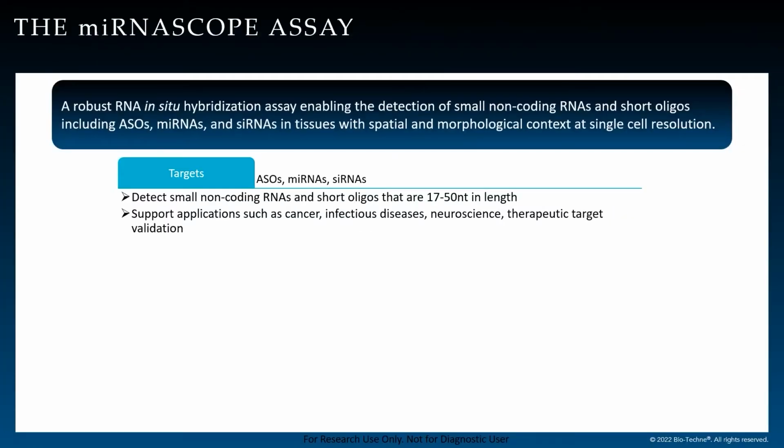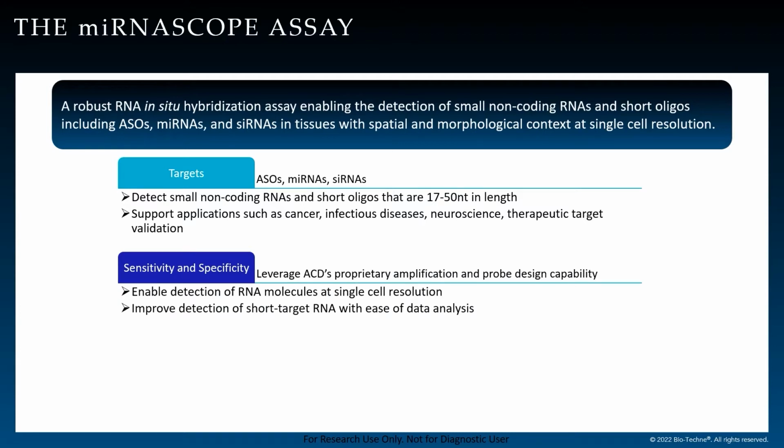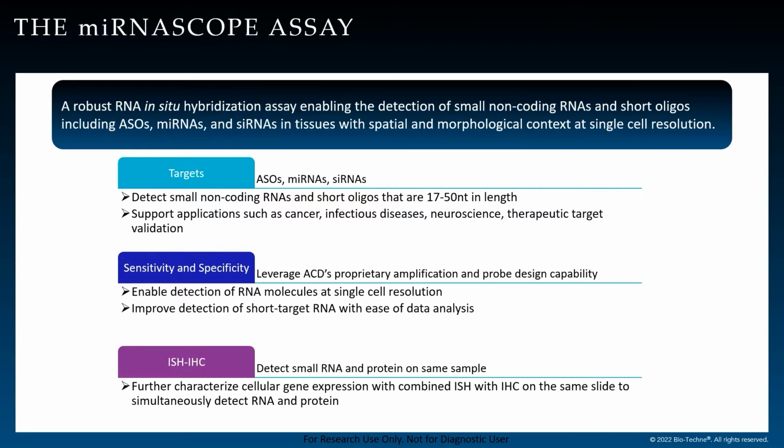The miRNAscope assay has the capability to detect small non-coding RNAs and short oligos between 17 and 50 nucleotides in length, including antisense oligonucleotides, microRNAs, and small interfering RNAs. Like all of our assays, miRNAscope provides detection at single-cell resolution. The high sensitivity and specificity of miRNAscope improve detection of short target RNAs to facilitate data analyses. Users can also combine miRNAscope with immunohistochemistry for RNA-protein co-detection on a single sample.